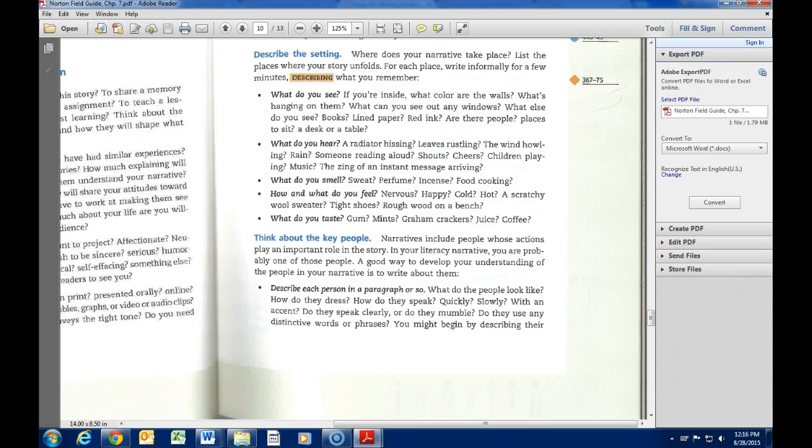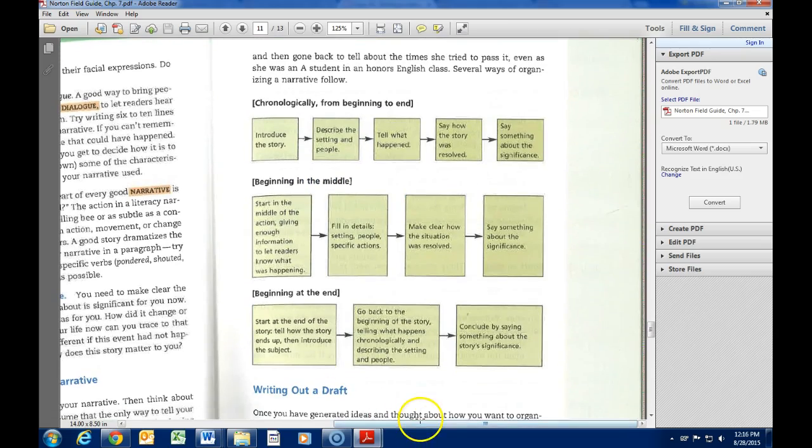Narratives include people whose actions play an important role in the story, and in fact, we'll look at Barrientos' essay in a second, but her essay begins with a conversation she had when she's enrolling in a Spanish class. A good way to develop your understanding of the people in your narrative is to write about them, describe each person in a paragraph or so. What do the people look like? How do they dress? Again, name names. How do they speak? Do they speak quickly, slowly, with an accent? Do they speak clearly? Do they mumble? Do they use any distinctive words or phrases? You know, you can write that.